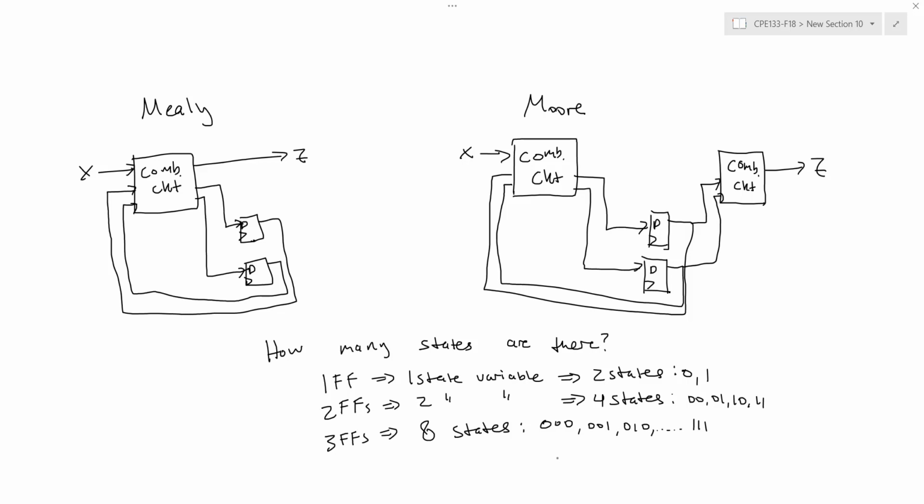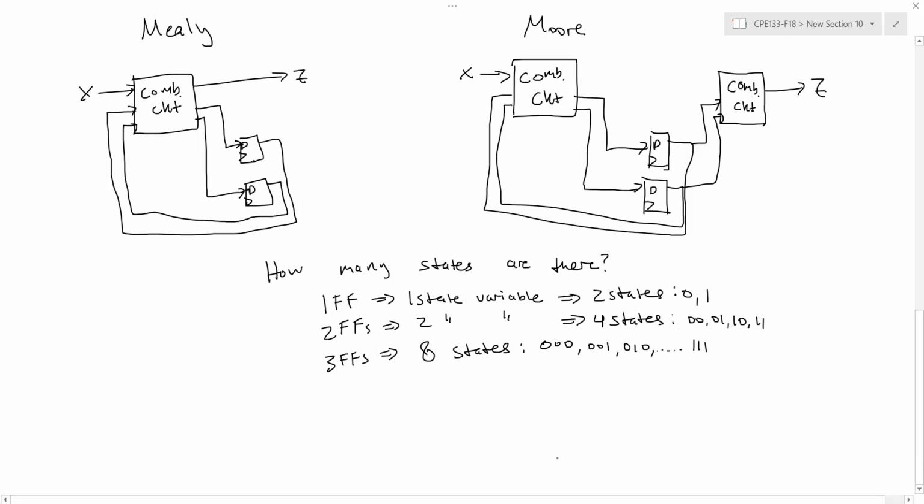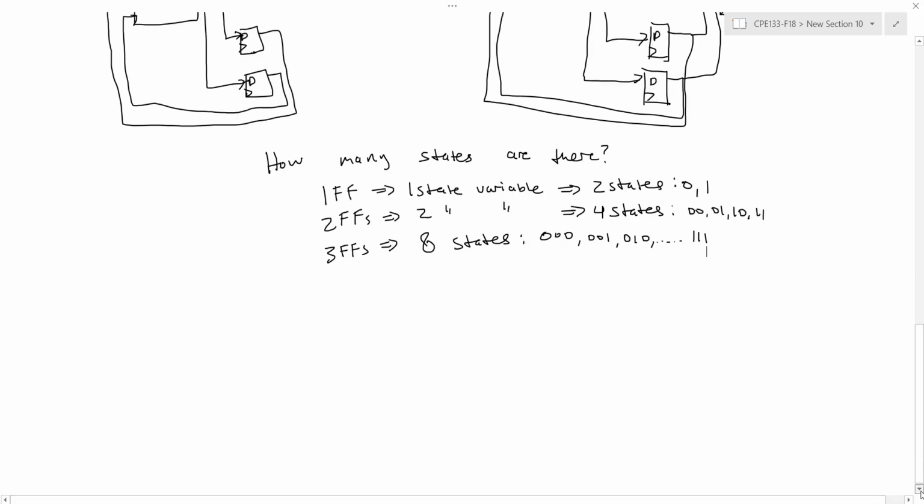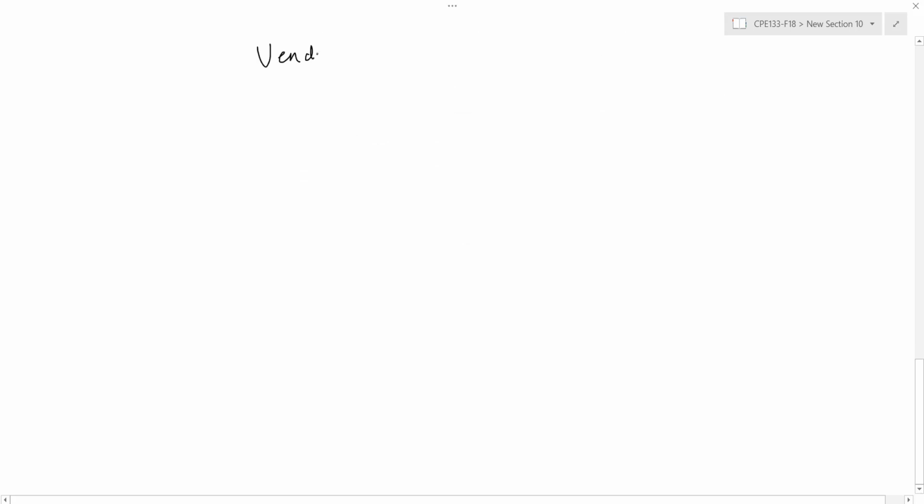Okay, so let's look at an example of designing a finite state machine, or a sequential circuit that solves a particular problem. So let's say I wanted to design a circuit that controlled a vending machine that dispensed some type of candy. And that candy cost 15 cents. But my vending machine could only take 1 nickel or 5 cents at a time.